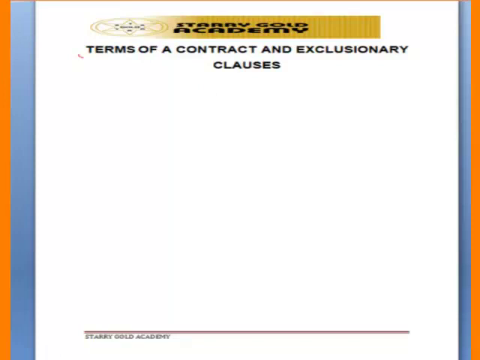Let us look at terms of a contract and exclusion or exemption clauses. Let us first look at some terms. When we are talking about terms, we are talking about statements in a contract or in a document of a contract that spell out the rights, responsibilities or obligations of the parties. Let us examine these terms.